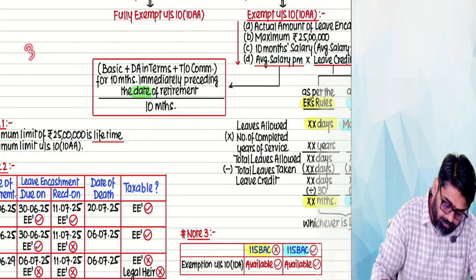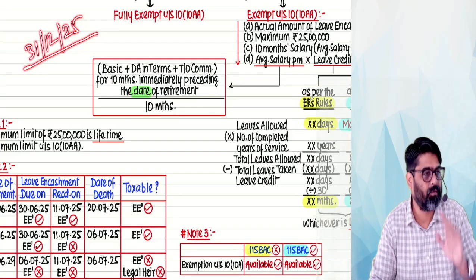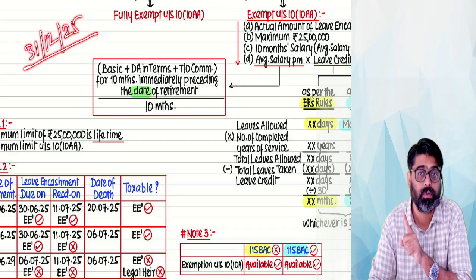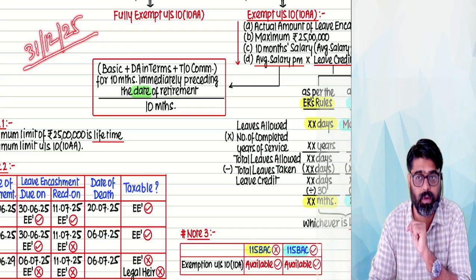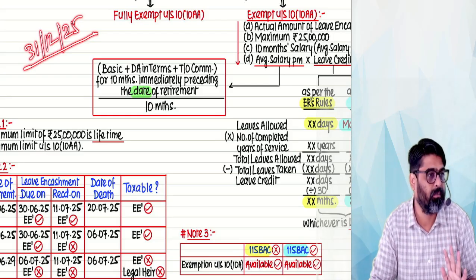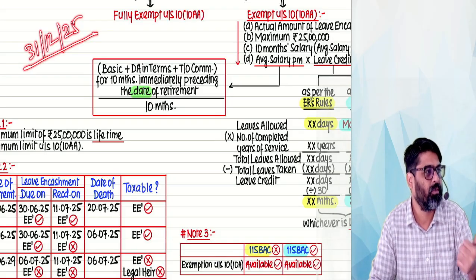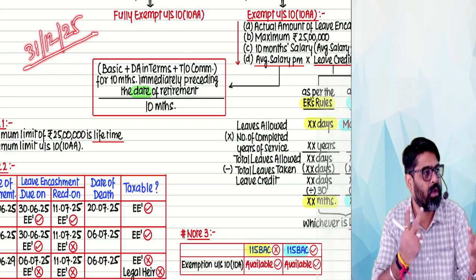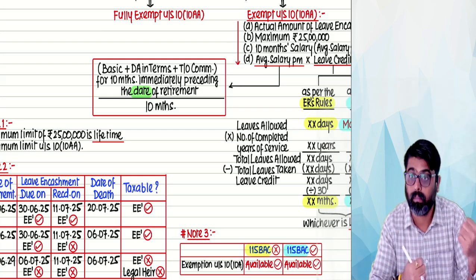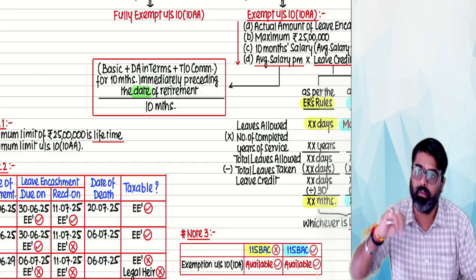For example, 31st December was the date of retirement. You have to take 10 months immediately prior to the date of retirement. How are you going to take? You are supposed to take December also and 9 months prior to that. So, February, March, April, May, June, July, August, September, October, November. No, not from February, from March. So from March to December, we are supposed to take.